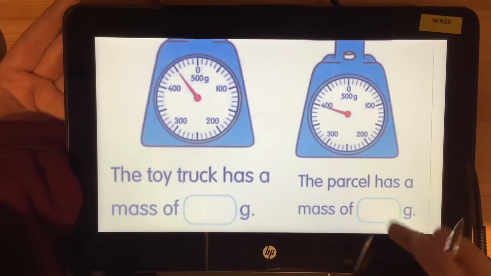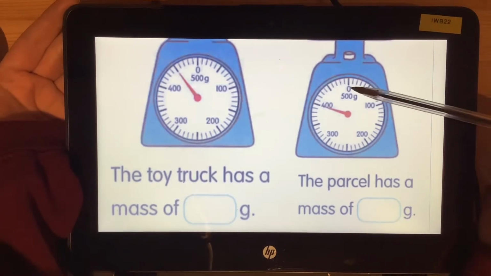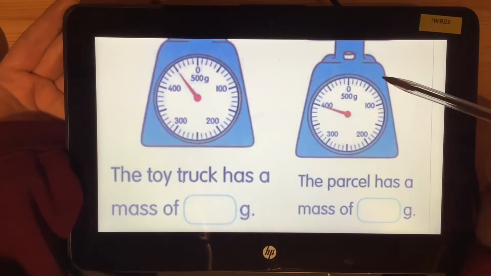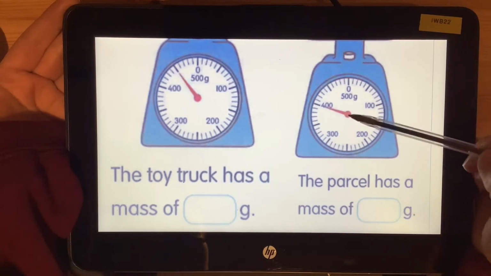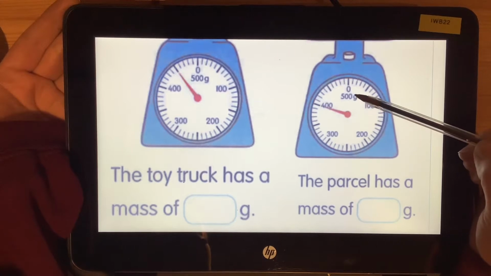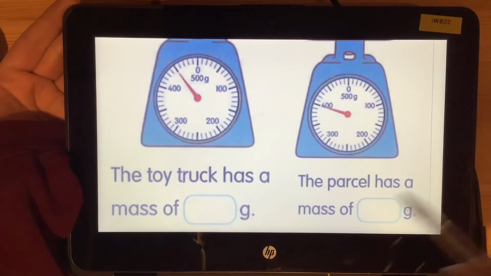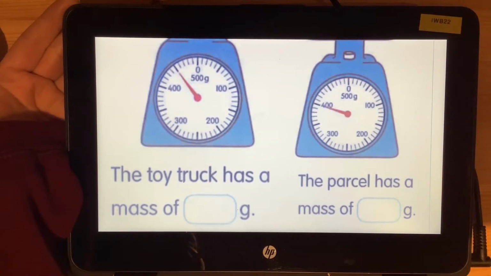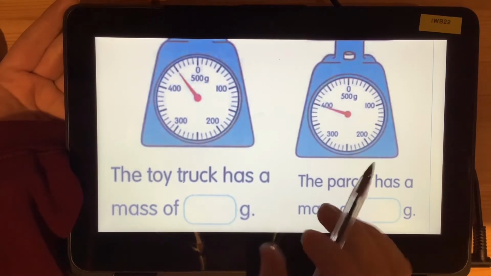Let's look at the parcel. So the parcel has a mass of 400 grams. I know that straight away because my needle is pointing directly at 400 and we're measuring in grams. So that point is 400 grams. Which one's heavier, the toy truck or the parcel? Hopefully you're able to answer me that the toy truck is heavier than the parcel because it has a greater mass.